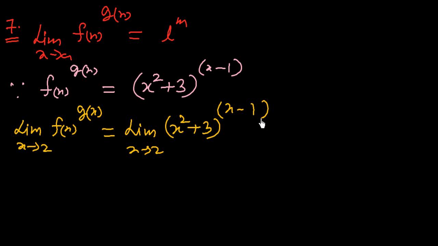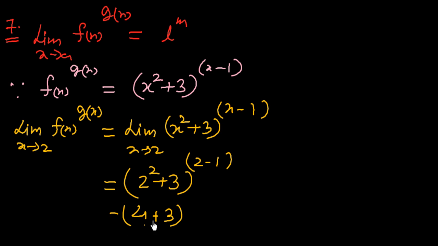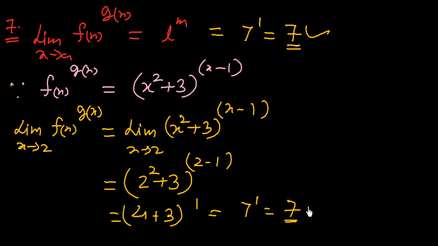So now we put 2 on both the function. It is a composite function, we know that. So it is 2 square plus 3 to the power 2 minus 1. So we get here 4 plus 3 power 1. So we get here 7 power 1, which is 7. So it is 7 now. So here we know that already, L is 7 we have, m is 1. So 7 power 1 is equal to 7. So we have verified this also.